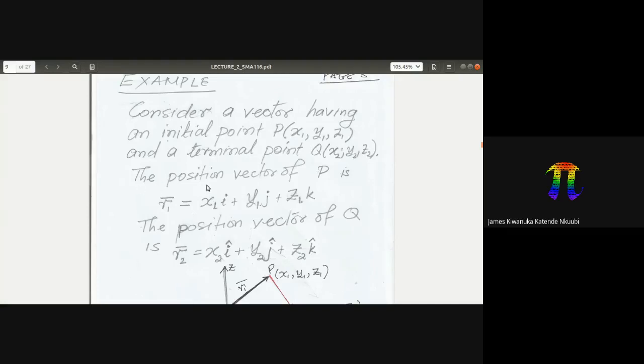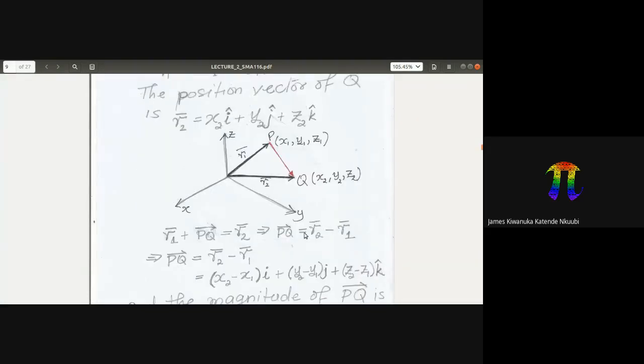Now the position vector for P is just x1, y1, z1, and the position vector for the second point, I mean the terminal point of the vector. So the position vector for the initial point is this, and the position vector for the terminal point is this. That is what we have, and that is drawn here on the diagram.